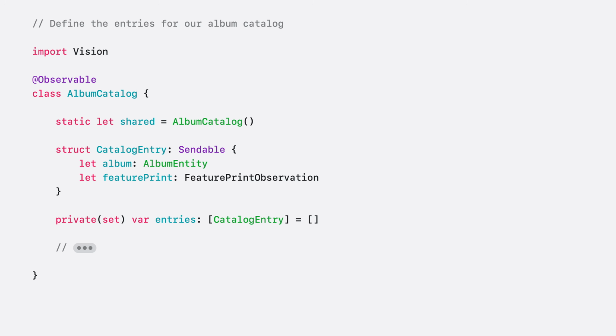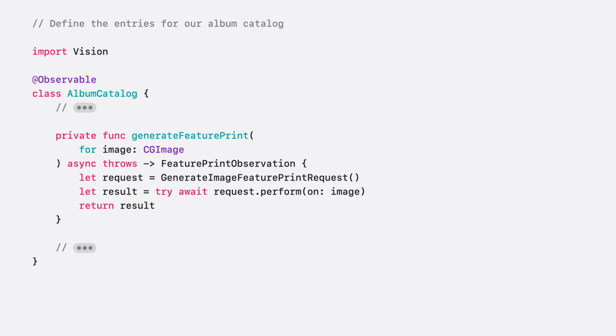For this app, I'll search on device using a local catalog of saved albums. I'll use the Vision framework for this, which provides pre-trained machine learning models for computer vision tasks. Each entry in our catalog will have a feature print, a compact numerical representation of the image, which we can use to compare image similarity.